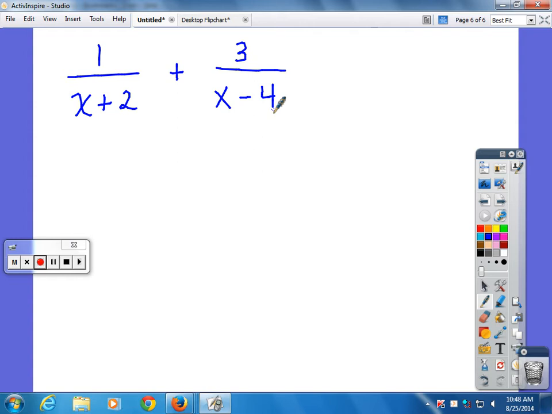X plus 2 and x minus 4 is nothing in common. Now, if you have x and x to the 4th, you have x in common. Or if you have x plus 2 and x plus 2 to the 4th, then x plus 2 is in common. But these two are prime. So, what did we do before when you have two prime numbers? You just put them together. So, x plus 2 times x minus 4.